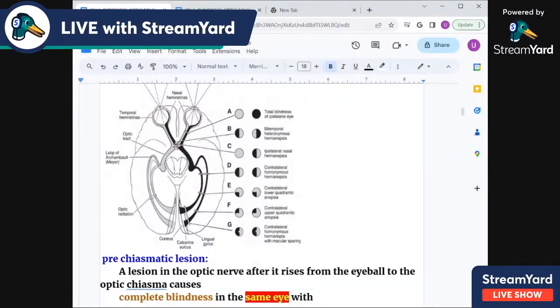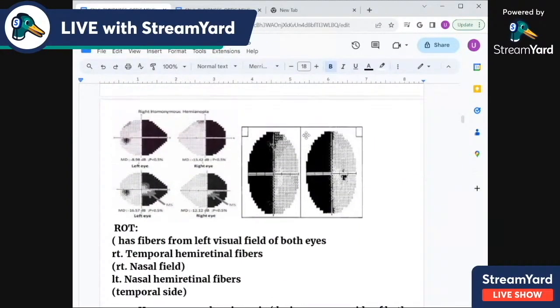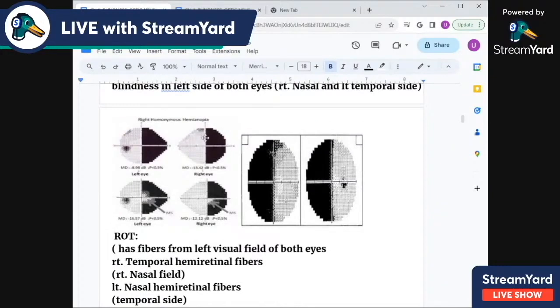So a lesion of the optic chiasma causes bitemporal hemianopia, that is heteronymous. But this one is homonymous. A lesion of the optic tract gives blindness in the left side of both eyes. So this is a lesion in the right optic tract. And this one here, blindness in the right side of both eyes. So this is a lesion in the left optic tract that caused right-sided blindness, homonymous hemianopia.